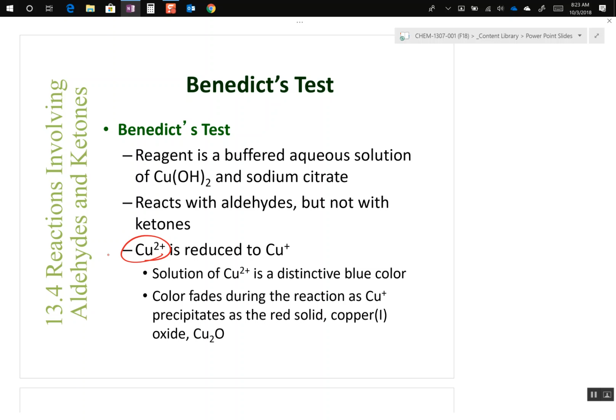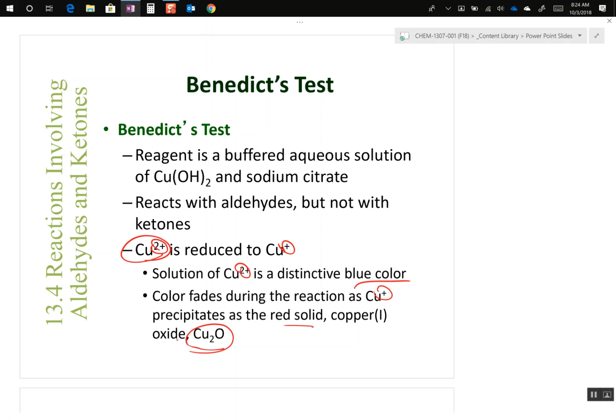Okay, so same idea here. You can oxidize the aldehyde, but you cannot oxidize a ketone. And so the copper will be reduced from copper 2+ to copper plus. A solution of copper 2+ is blue, and then the color will fade as the reaction of copper plus is accomplished. And you'll see a red solid precipitate of copper oxide forming. Okay, copper 1 oxide.